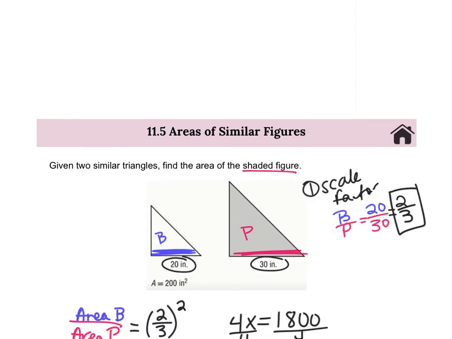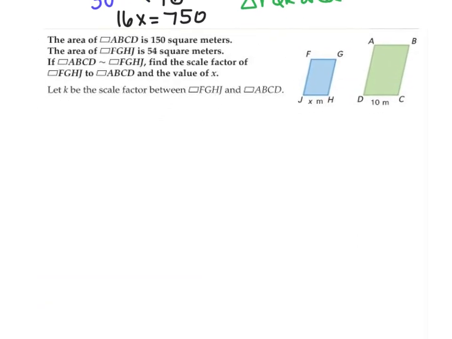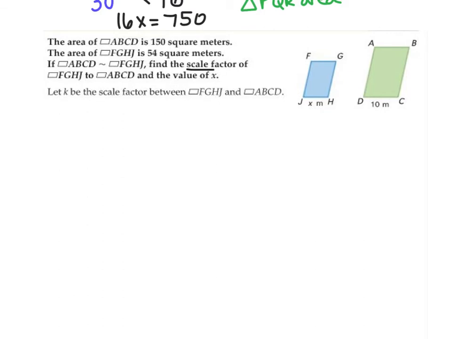So moving on to our last set of examples. Here we are given area values, but we need to find the scale factor. So it's unknown, we're going to call it k, and we need to find the value of x. Like I've done before, I'm going to color code for you guys to keep it straight. We're told the area of ABCD is 150 square meters. FGHJ is 54 square meters.